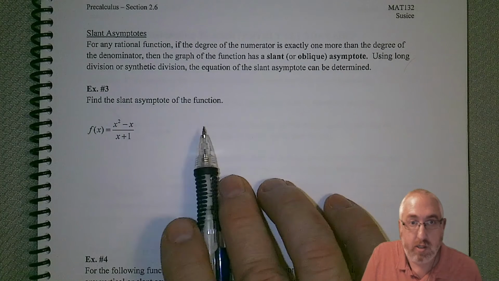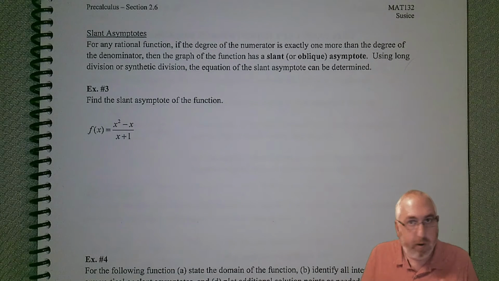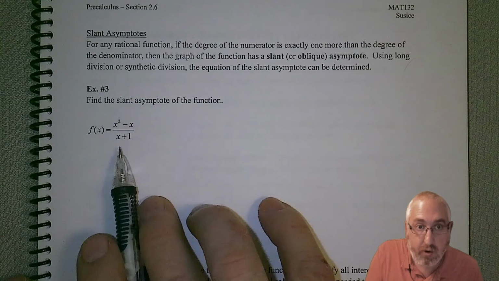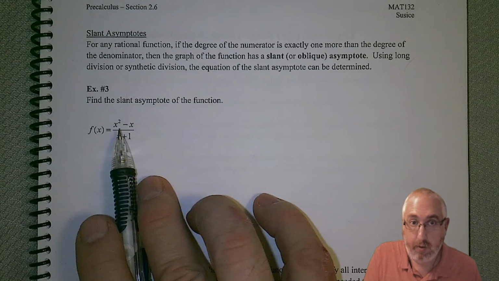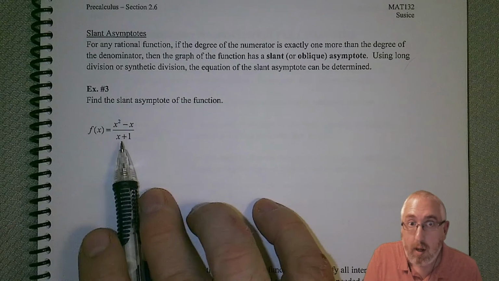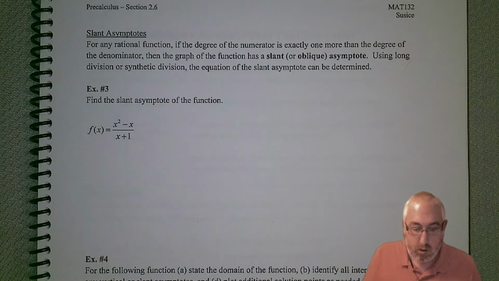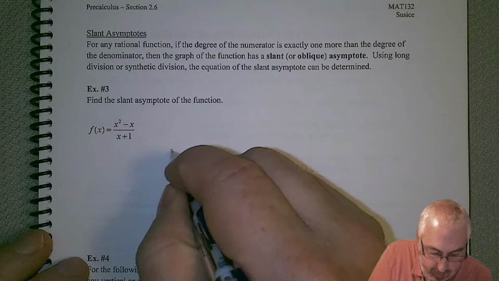So this question just wants you to find the slant asymptote. It doesn't want the vertical, doesn't want any of the other stuff. The first thing we should do is verify that it will have a slant asymptote. The degree in the top is 2, the degree in the bottom is 1, so it's exactly 1 bigger. So if we did synthetic division, which we should remember how to do.